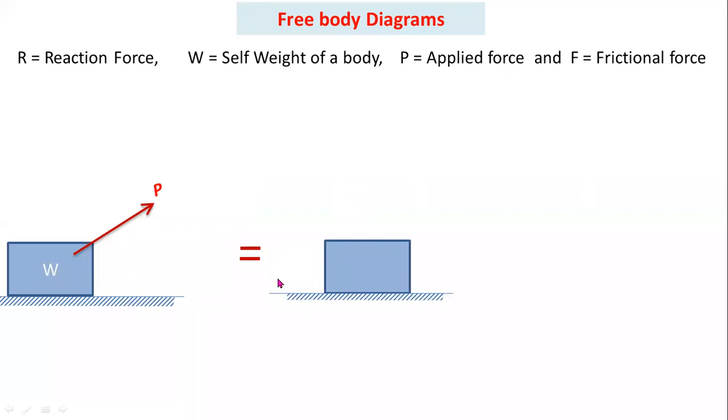Now, how to draw a free body diagram for this problem? First of all, you have to consider self weight W. We already know that the self weight of a body always acts vertically downwards, and the opposite reaction force is R. This reaction force always makes an angle of 90 degrees with respect to the support. Here the support is horizontal, so the reaction force is vertical to the support.